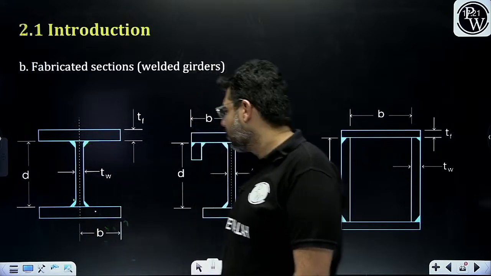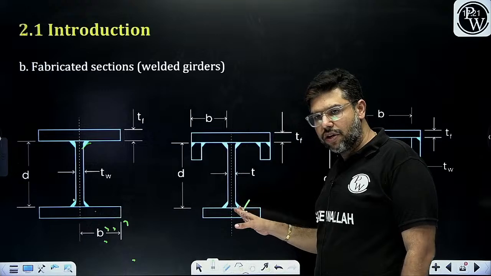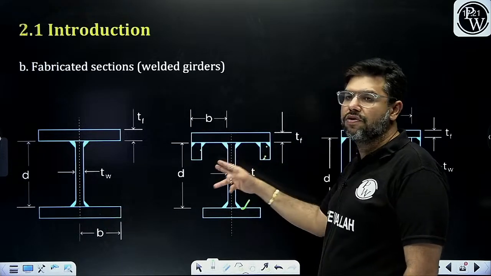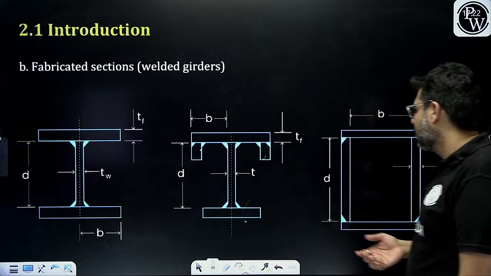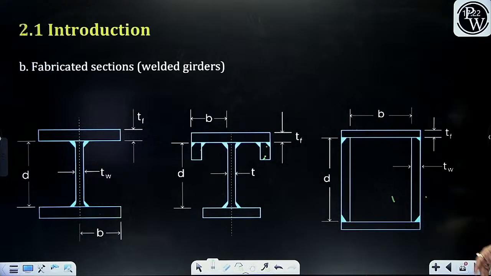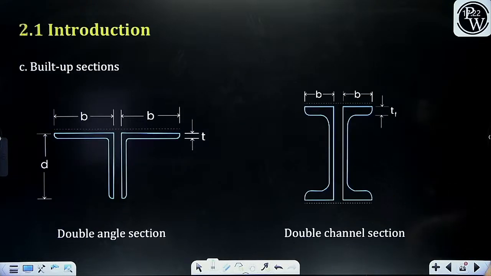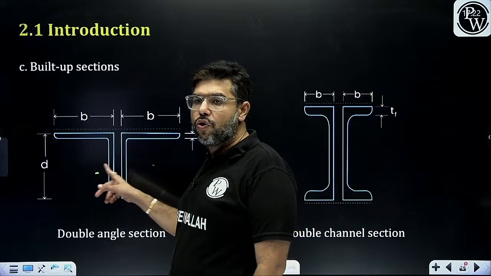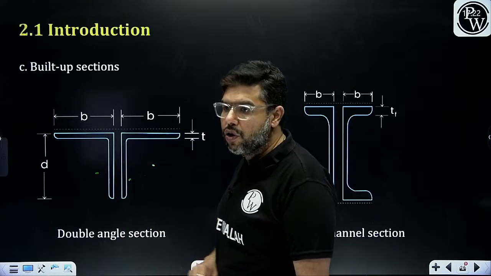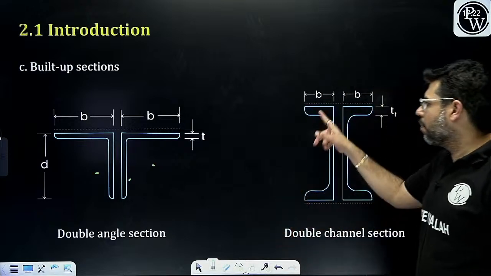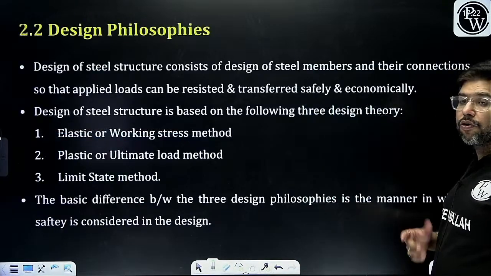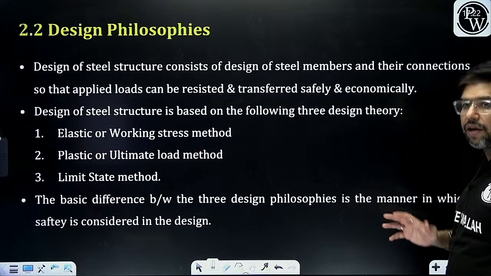Then you can have an I section like this also, in which the top flange is reinforced using a section. You can have a box section like this, the built up box section. You can use 2 angle sections to make a T section like this. You can make an I section with the help of 2 channel sections also like this. These are the various types of possible built up sections that are used.